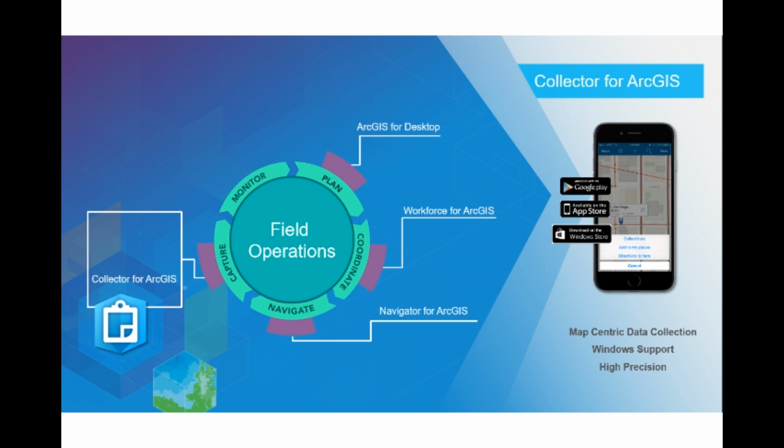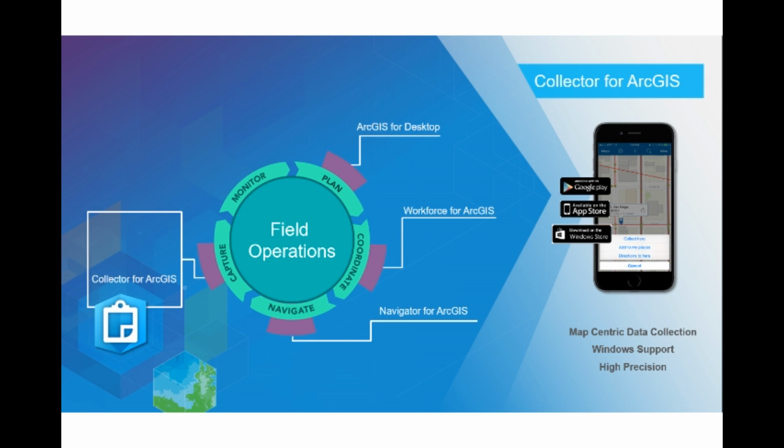And one of the new additions is the use of high precision GNSS, whereby instead of using the internal GPS sensor on your smartphone, you can now sync your GNSS device, either from Trimble or other providers, using Bluetooth, and Collector for ArcGIS will be able to read those messages from your GNSS, which will be more accurate than using your internal sensor on your smartphone.